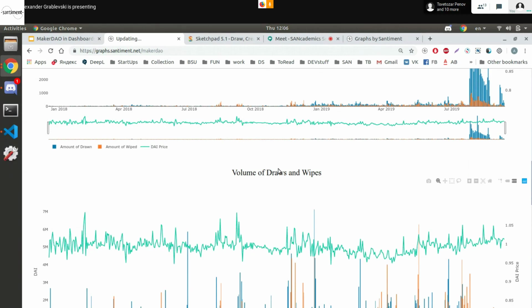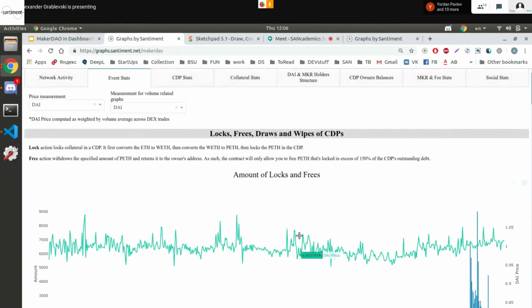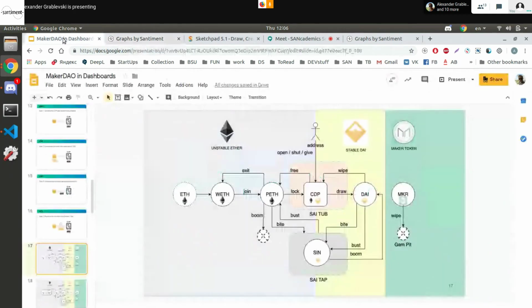So yeah, that's the first part of this step. It shows you the volume and amount of locks and frees events, and volume and amount of wipes and draws events.